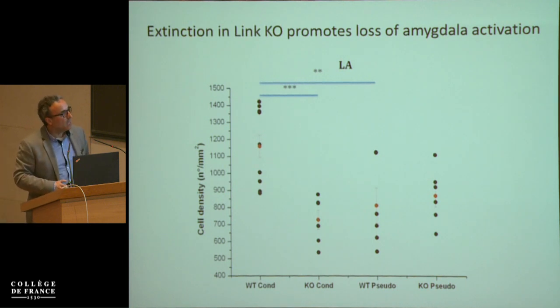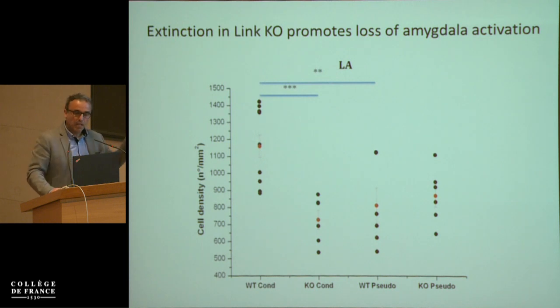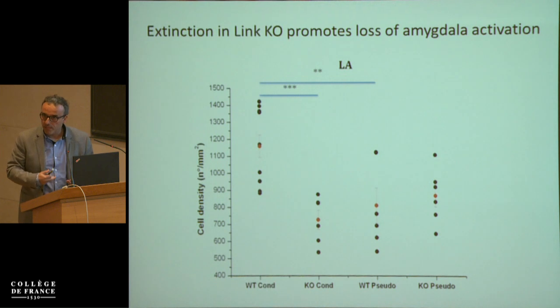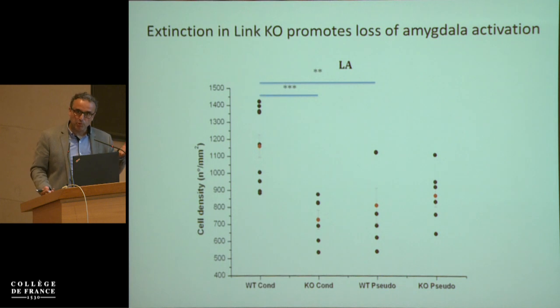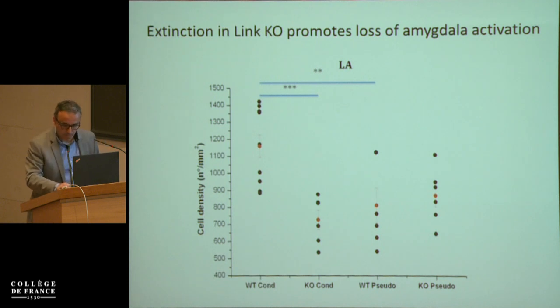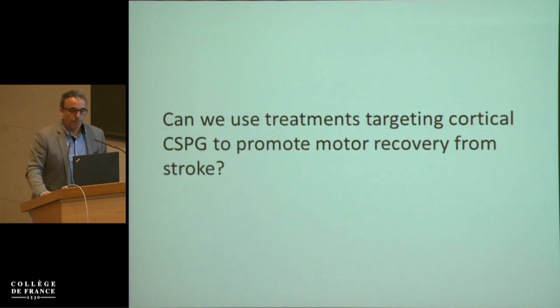So this again tells us that at the level of the memory trace there is probably a completely different way of dealing with the trace. While extinction in the knockout is really able to cancel the memory trace, extinction in the wild type is probably able to build another form of memory that is antagonistic with the fear conditioning memory.